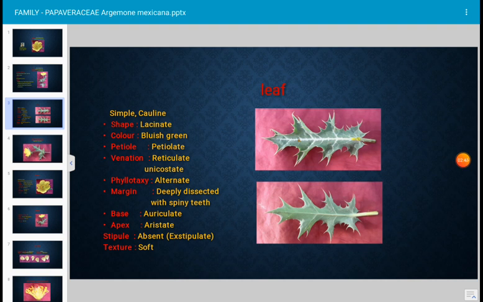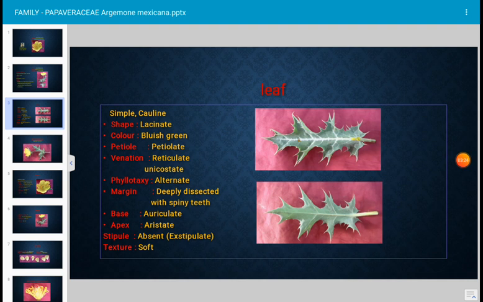Venation of the leaf is reticulate. A network of veins is there. Reticulate unicostate. Uni means one. One costa is there, the main vein is only one. Reticulate unicostate. How is the phyllotaxy, the arrangement of the leaves in the plant? Phyllotaxy in Argemone mexicana, family Papaveraceae, is alternate. Alternate phyllotaxy occurs in Argemone mexicana. And how is the margin of the leaf? The margin of the leaf is deeply dissected with spiny teeth.